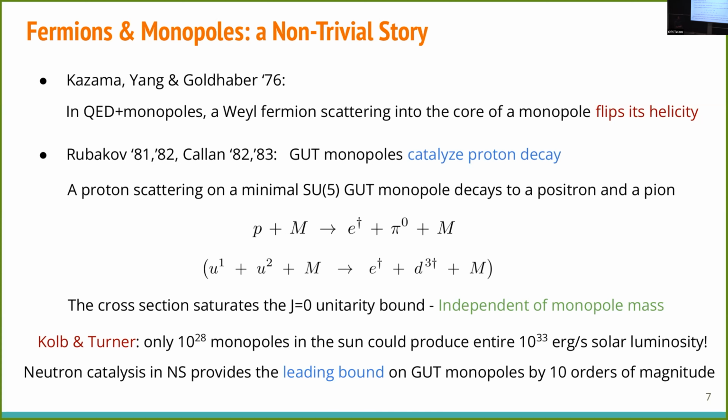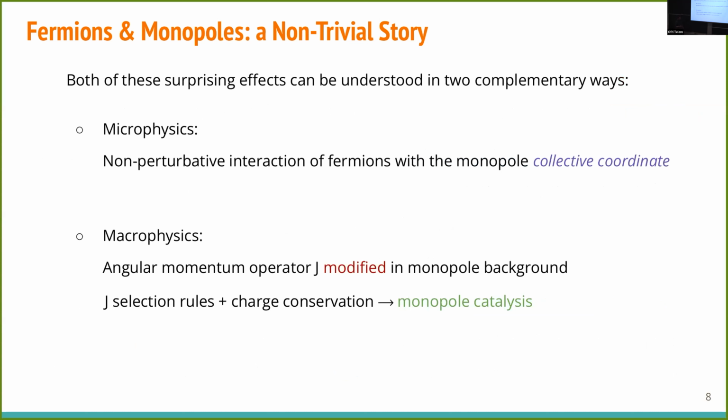This is a demonstration of the magnitude of the effect that we're talking about because it's non-decoupling. And also the leading bound on the existence of GUT monopoles, counter to what most people think, is not because of overclosure. It's much more stringent because of the possibility of monopole capture in neutron stars followed by catalysis in the core of the neutron star, and that gives a dominant bound by 10 orders of magnitude. So we're talking about a counterintuitive non-decoupling effect that is understood from a field theory perspective, but seems like there should be a complementary understanding of it, which I'm going to present in this talk.